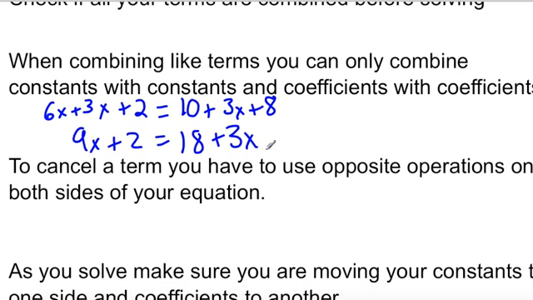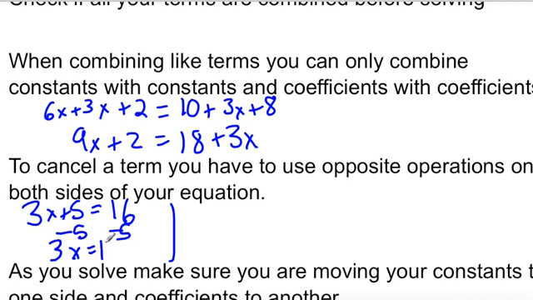Something else you have to keep in mind is to cancel a term, you have to use the opposite operation on both sides of your equation. So I'll show you a quick example. If we have 3x plus 5 equals 16, if I want to cancel this 5 and get it over here, I have to subtract by 5. So that would give me 3x equals 11.